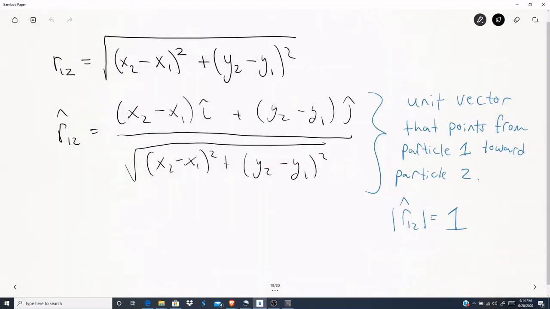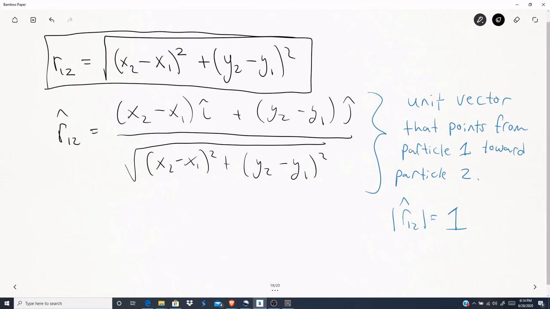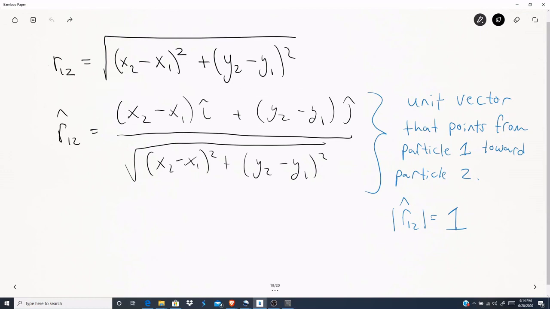We have some formulas here, and these formulas are to help you compute R12 and R12 hat. So R12 is just the distance between the two charges. So we have two ordered pairs here, x1 and y1, and x2 and y2. And R12 can be computed just using the standard distance formula. So that's the formula for computing the distance between those two charges based on their coordinates.